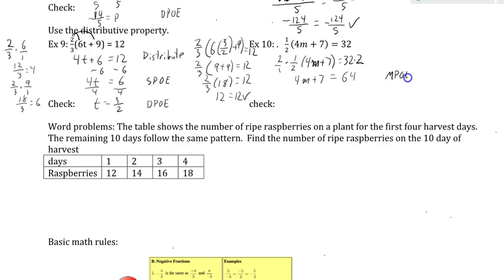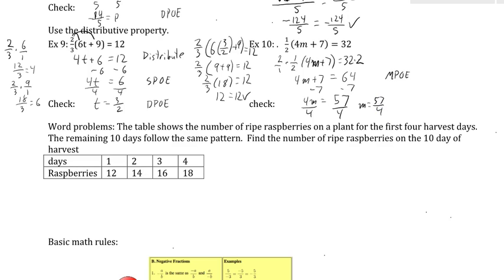Multiplication property of equality. And simplifying. Then we're in our two-step process. Subtract 7 from both sides. 4m equals 57. Yuck. Divide by 4, and m equals 57/4.